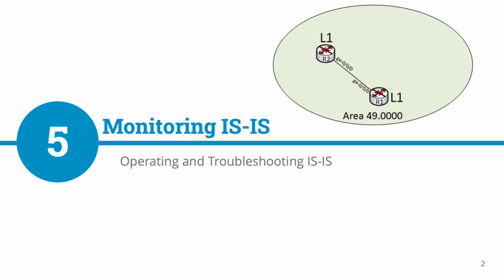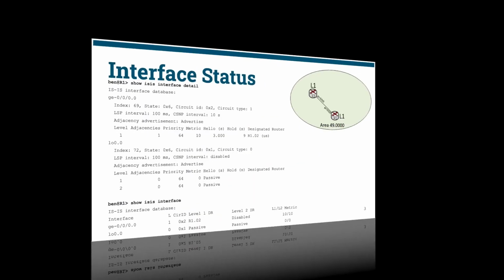ISIS-speaking routers. We'll review the commands needed to validate the interface status for the interfaces participating in ISIS, the status of the adjacency between R1 and R2, the LSP database contents, and finally, the statistics information available. So, let's jump in and start off with validating the status of the participating interfaces on R1.